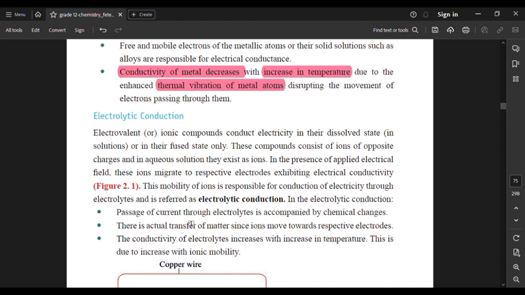Similarly, the negative chloride ions will migrate towards what? The positive electrode or anode. So these movements of ions allow the solution to conduct electricity. Electrolytic conductors are commonly used in the electrolysis process. Since there is actual transfer of matter, ions move towards their respective electrodes. And the third one is the conductivity of electrolytes increases with what? Increased temperature.